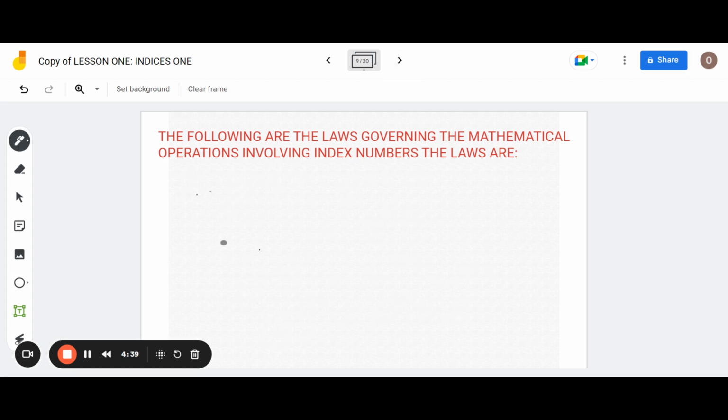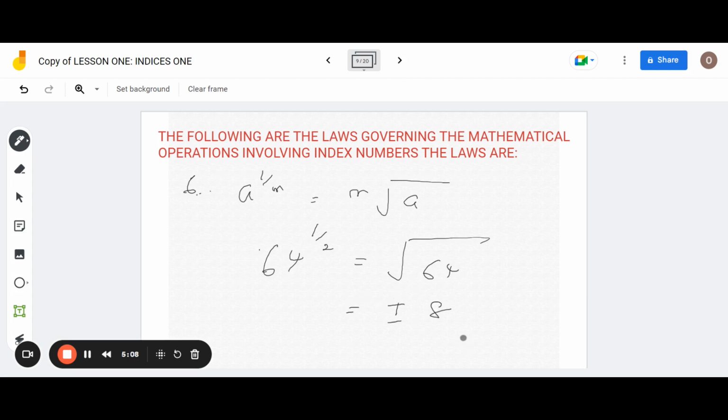The sixth law of indices tells us a raised to the power 1 over n, for instance, is equal to the nth root of a, and this could be in this form. Let's say we have 64 raised to the power 1 over 2. This simply means the square root of 64, which gives us plus or minus 8 as the answer.